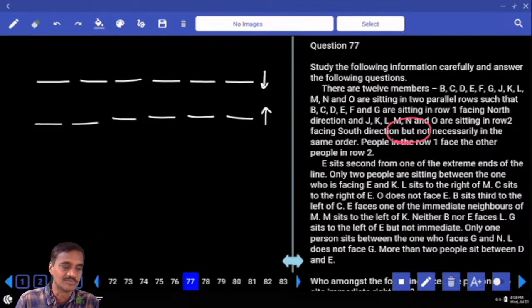Then there are some more easy ones there. There's a chance of having easy questions at the end.